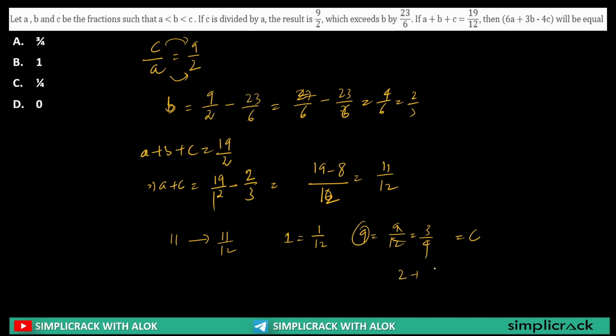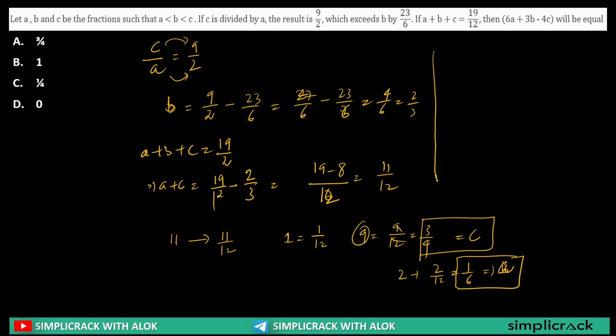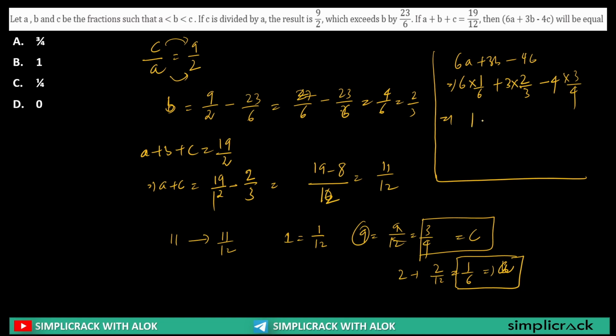Now 2 units will be 2 by 12, that is 1 by 6. So A is equal to 1 by 6. C is equal to 3 by 4. So what will be the answer for this expression? The answer will be 6A plus 3B minus 4C. So 6 into 1 by 6 plus 3 into 2 by 3, my apology, minus 4 into C, that is 3 by 4. So it is 1 plus 2 minus 3 is equal to 0. So 0 is the answer.